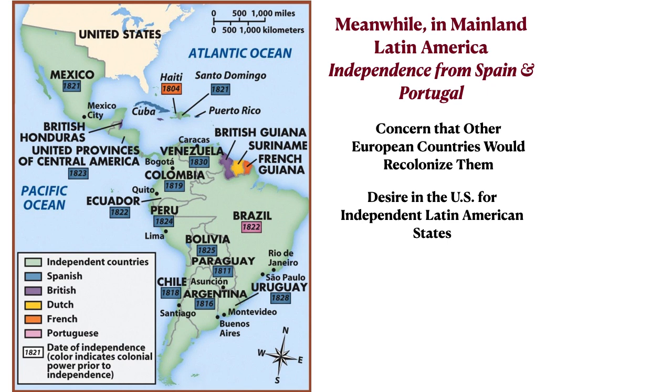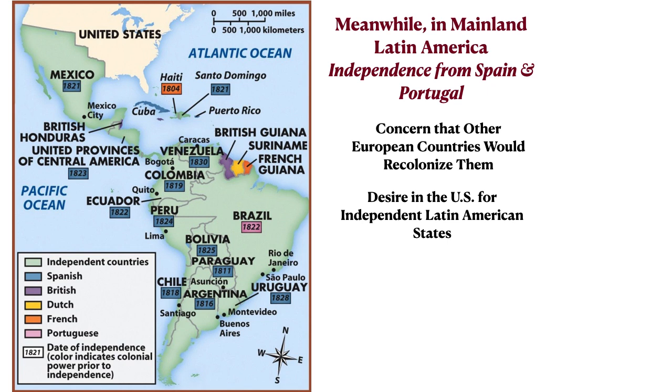Meanwhile, in mainland Latin America, Portugal and Spain are losing their empires. Spain maintains an empire in Cuba and in Puerto Rico all the way up to the end of the 1800s, but by 1820 it's pretty much over with. It takes a while for Spain to lose these wars, but eventually in the 1820s, large number of new republics emerge. Many of them modeled to some extent on the United States in terms of their political form.